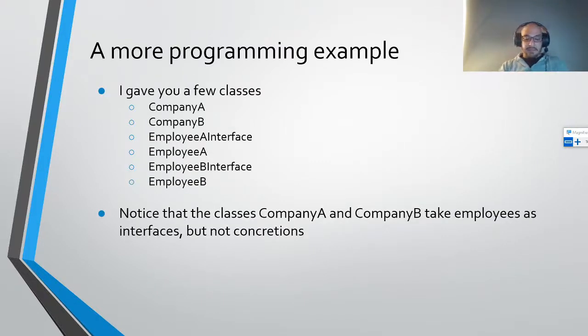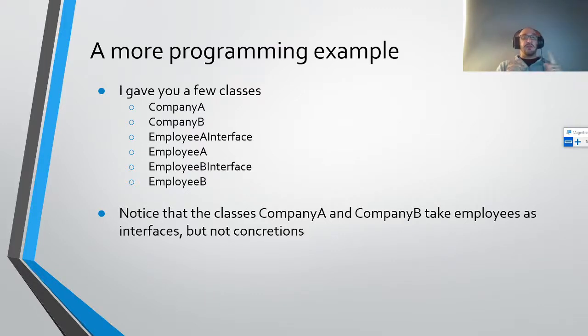Actually, the example that we're going to be coding in this class is exactly that. I have given you in the pre-class version of the code a few classes that you can use. So we have a company A, a company B. We have a company A interface, an employee A interface. We have an employee A, and we have an employee B interface and an employee B. One of the things that we're going to notice is that the company A refers to its employees as employee A interface as opposed to the concretion.